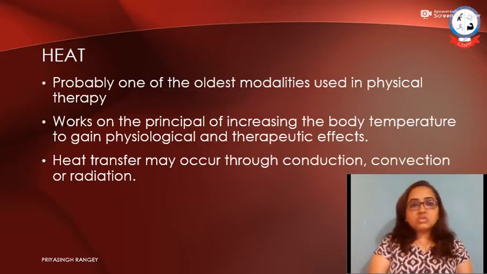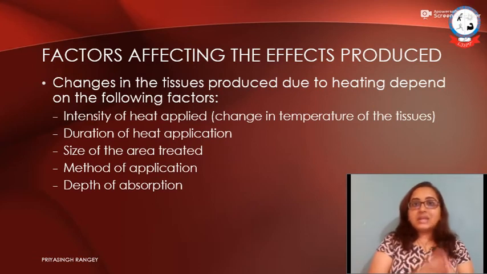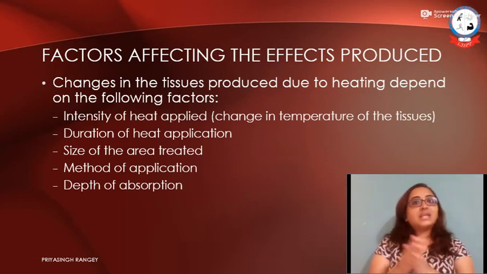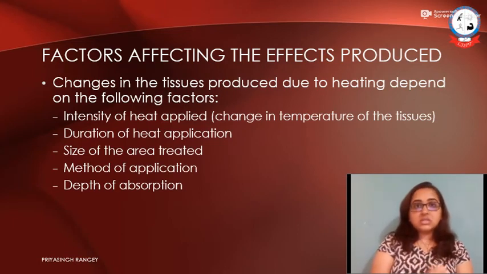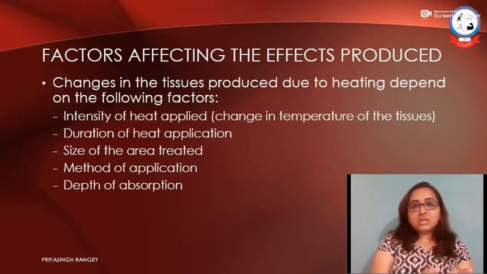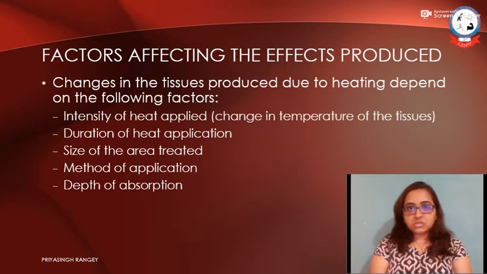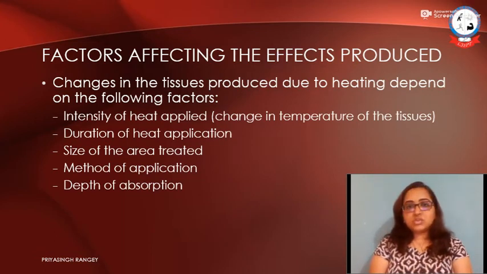Now moving on to the factors that affect the effects that are produced because of heat. The first is the intensity of the heat applied. The intensity of the heat applied has a direct relationship with the effects that are produced. The higher the intensity, the more the effects that are produced. If the intensity of heat that is applied is high, it leads to a greater change in the temperature of the tissues. If the intensity is low, it leads to a lesser degree of temperature change.